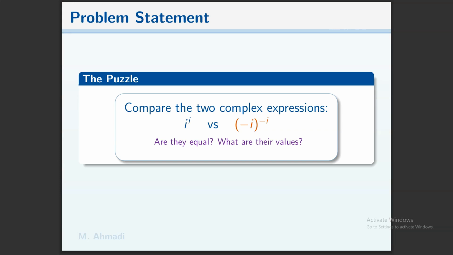We have two complex expressions, i to the i on the left and minus i to the minus i on the right. The question is, are they equal? If so, what is their value? If not, why not? This is a classic problem in complex analysis that beautifully illustrates the multi-valued nature of complex exponentiation. Let's solve that step by step.